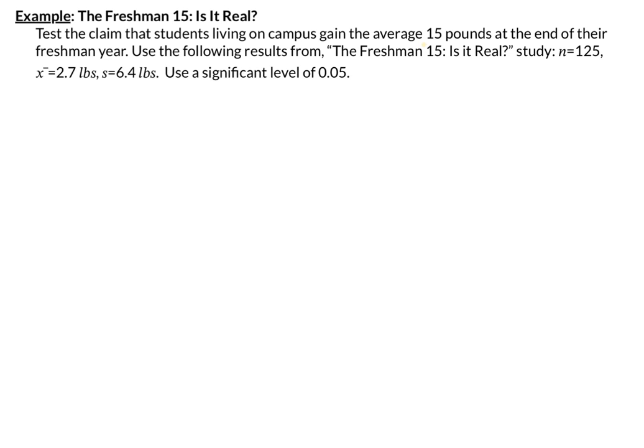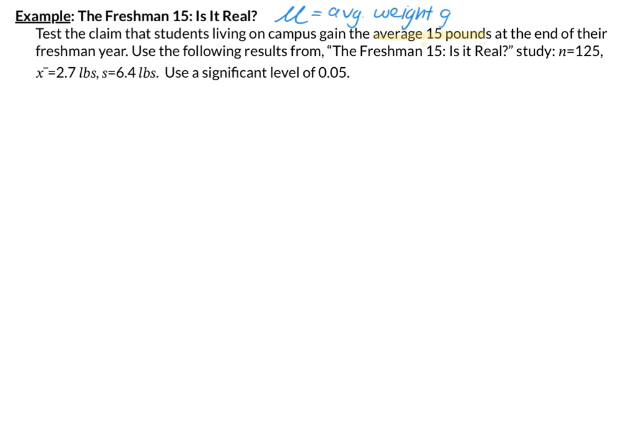In this problem, we want to test the claim that students living on campus gain on average 15 pounds at the end of their freshman year. So before you even start doing anything, anytime you're dealing with a problem where you're testing a claim, I always remind my students to write down on their paper next to the question the parameter that you are testing. So here we're testing the claim about some mean value. So the parameter is mu, where mu is the average weight gain.